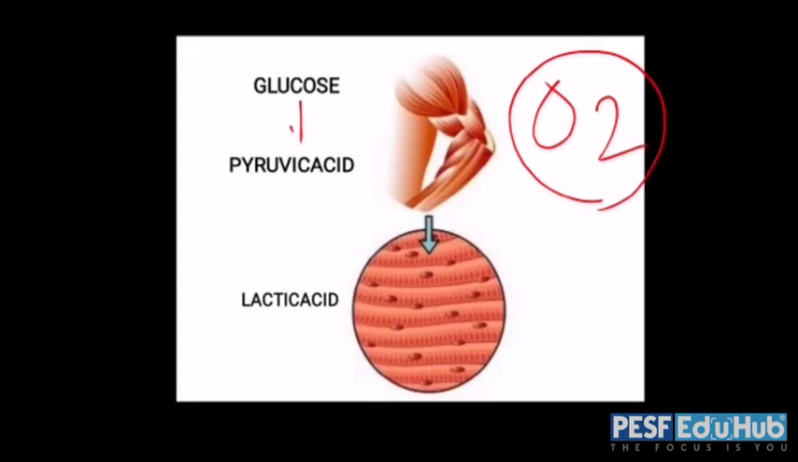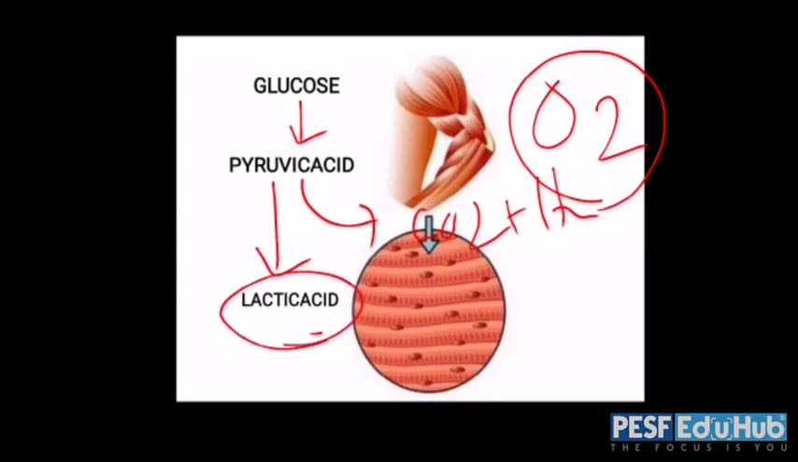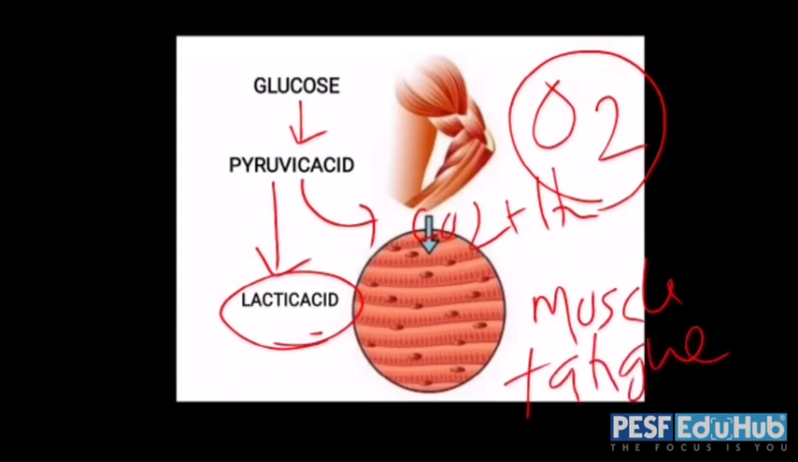Here, glucose is converted into pyruvic acid. This pyruvic acid is then normally converted into carbon dioxide and water to release energy. But here, this pyruvic acid changes into lactic acid in the absence of oxygen. Such a respiration is called anaerobic respiration. This lactic acid causes muscle fatigue.